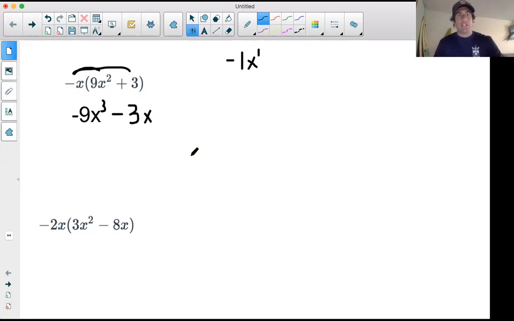And then I stop for a second and say, can I combine anything else here? And you can't, because you always look at the exponent. If this exponent's a 3 and this is technically a 1, you can't combine them, they're different terms.